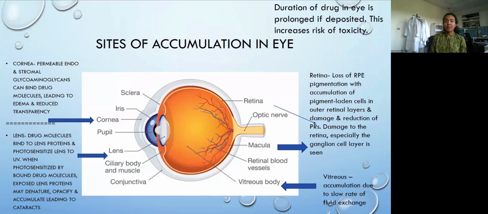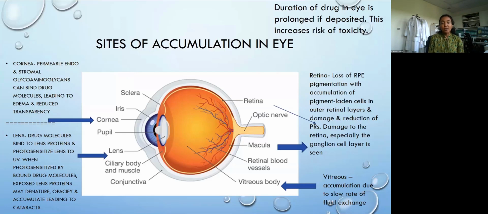So these are some sites of accumulation in the eye. So cornea is one of them, lens is the other one, retina, and the vitreous. So we'll go over each one and why it's important to know why drugs may accumulate in these structures. The longer the drug is in the eye, the greater the risk of toxicity. So in the cornea, what happens is the permeable endothelium and the stromal glycosaminoglycans can bind to these drug molecules, and they lead to edema and they reduce transparency of the cornea.